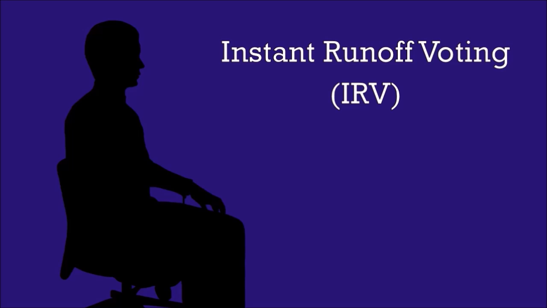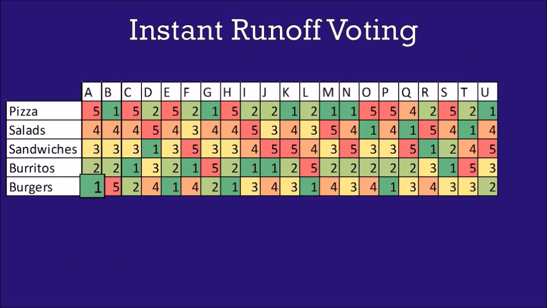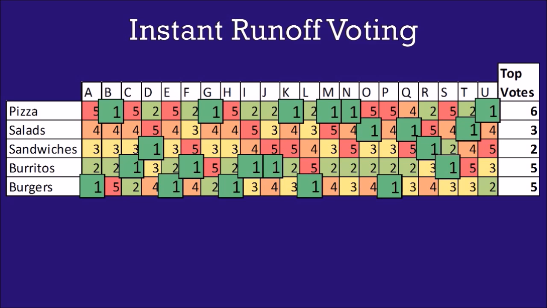Next, let's talk about instant runoff voting. The key advantage IRV has over plurality voting is that no candidate can win until she has a majority. It works like this. A voter ranks her choices on a ballot. In the first round, only the first place votes are counted. This is just like plurality voting.